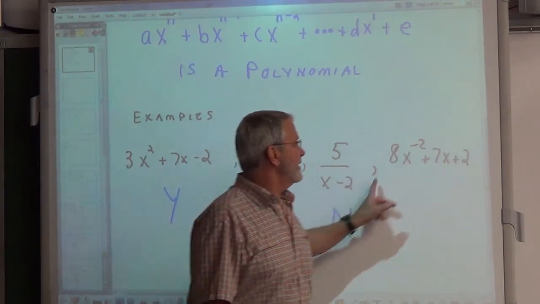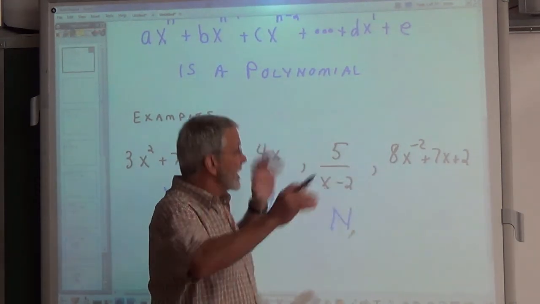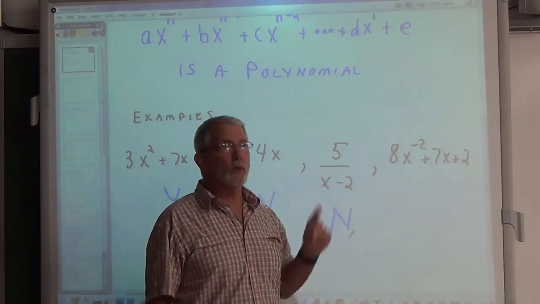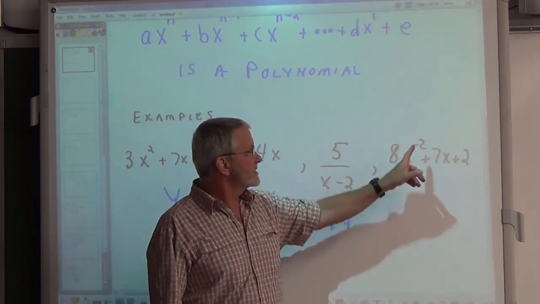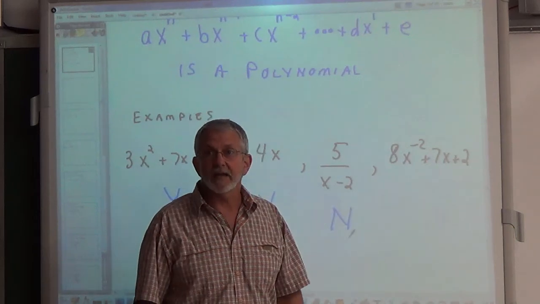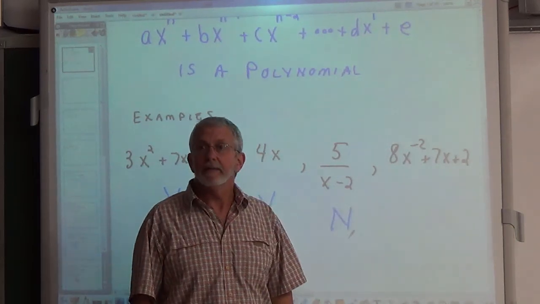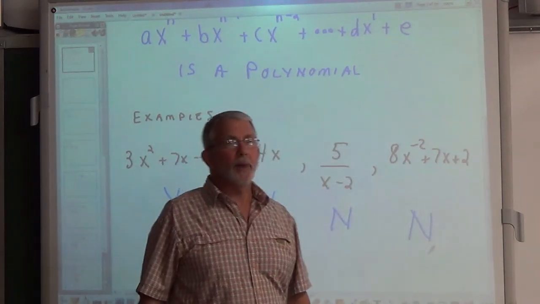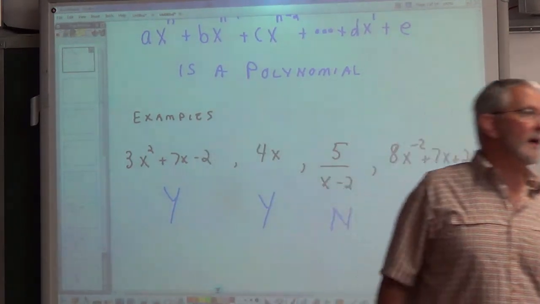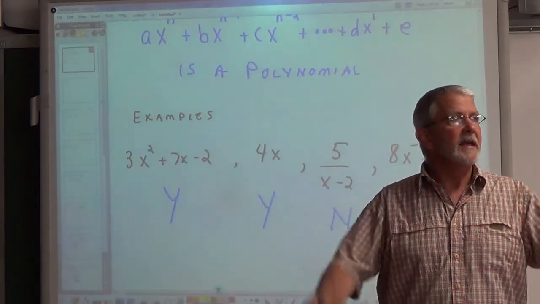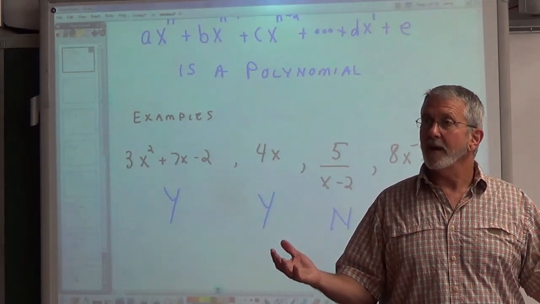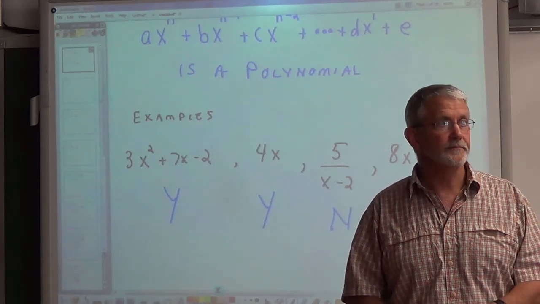How about this one right here? Looks like a polynomial, feels like a polynomial, smells like a polynomial, but it is not a polynomial. Why? Because that exponent, negative 2, is not non-negative. Negative 2 happens to be negative. So that is a big no for a polynomial. It's a very good idea to get yourself acclimated to what is or is not a polynomial.